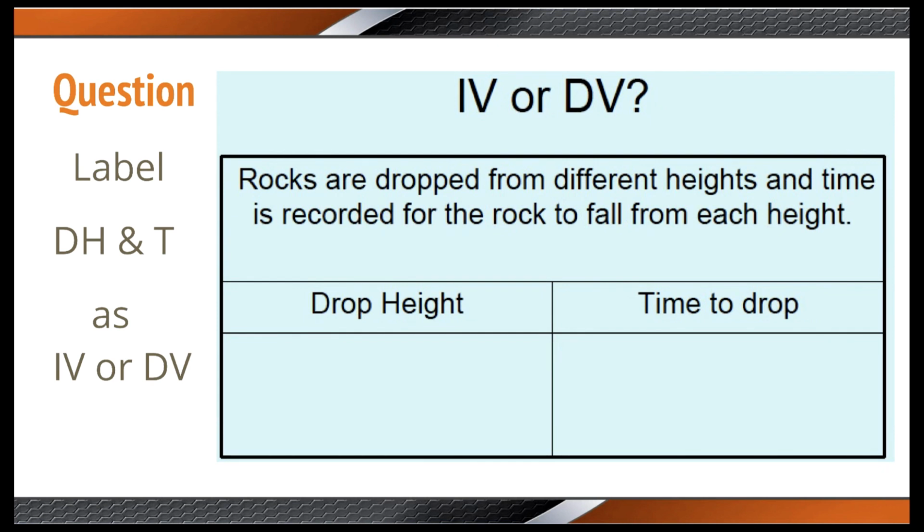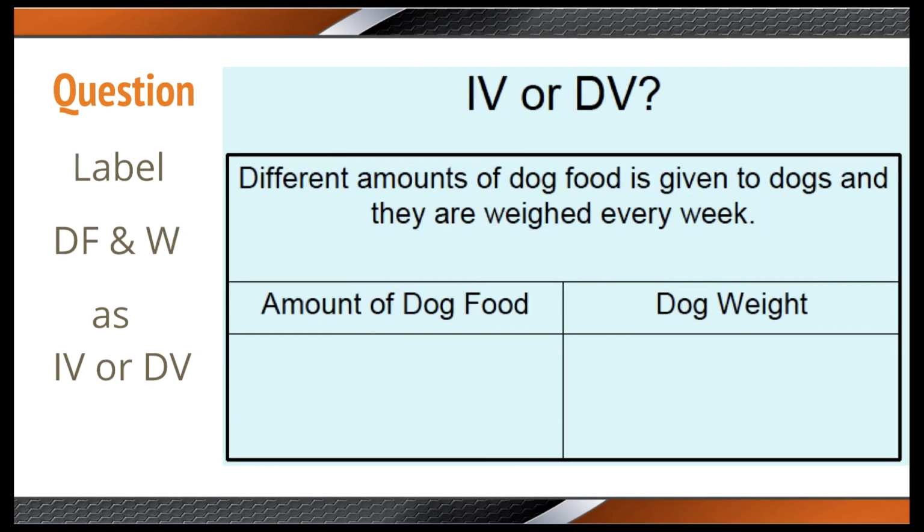All right. Next one. Rocks are dropped from different heights and time is recorded for the rock to fall from each height. So what am I controlling? I am controlling the height at which I drop the rock. So the independent variable is the drop height, and that means the time that it takes to hit the ground is going to be dependent upon what I controlled. I controlled the drop height. The time that it takes to hit the ground will be dependent upon how high I held the rock.